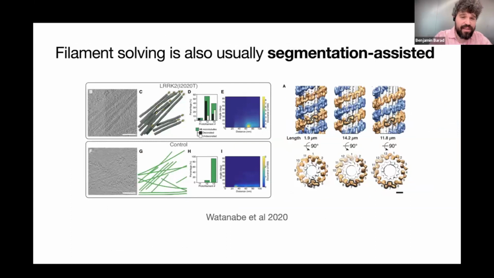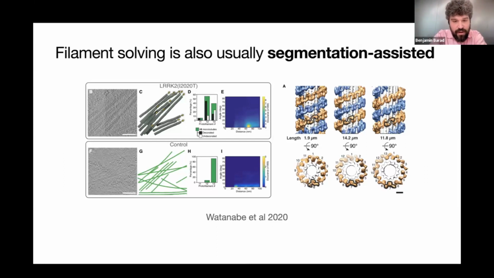I've been talking about membrane. I also wanted to mention that filament solving is also usually segmentation assisted. So this is something where, for the majority of filament structures, people are segmenting the filaments, making models of them, and then using that to guide helical averaging or even non-helical averaging by picking particles all along the filament.